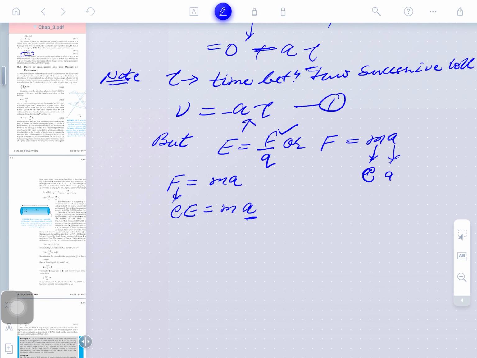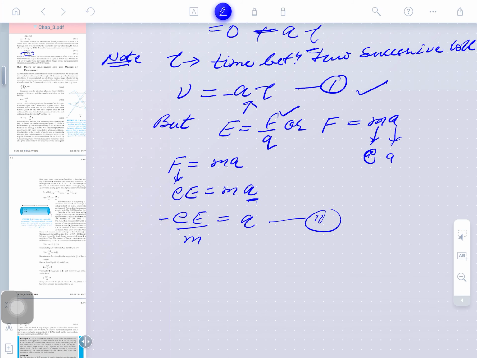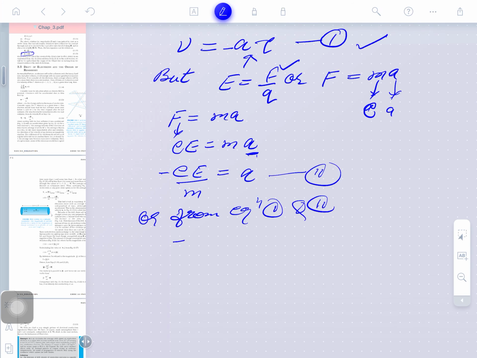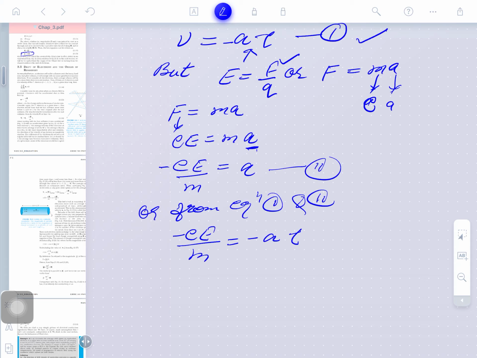So what is the acceleration? It can be written as minus eE by m, where m is the mass of the electron. We can write A for acceleration. These are the two expressions, expression 1 and expression 2. So from equations first and second, minus eE by m is equal to minus A and tau also here. Yes, it is correct.